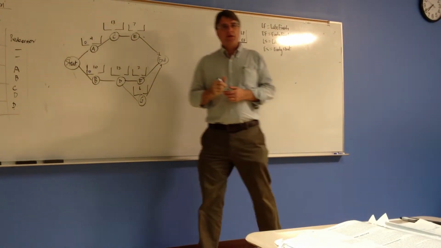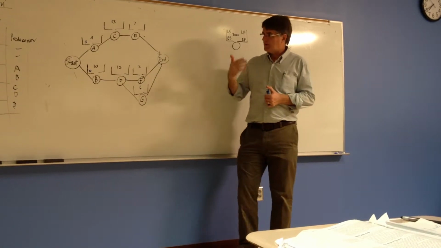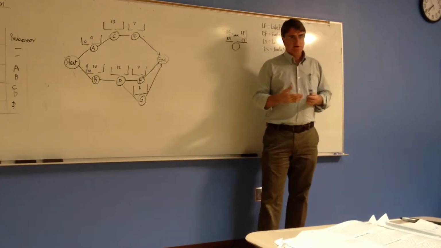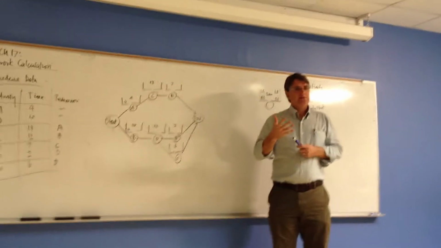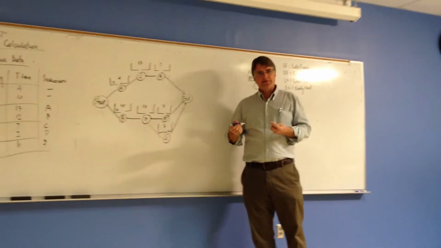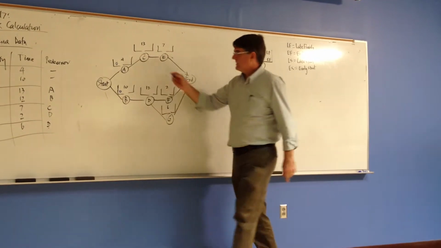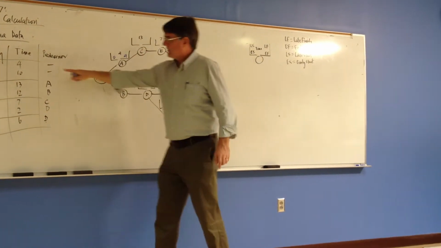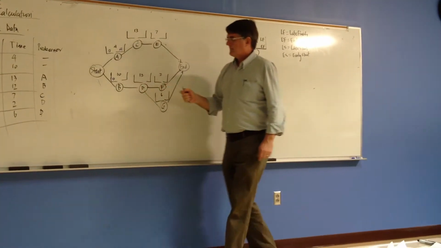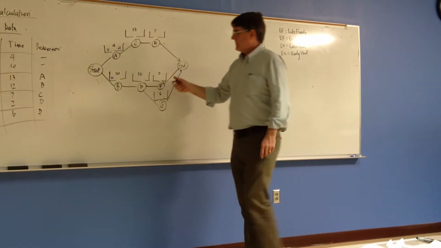So because these are connected to the start block, the early start for A and B are both 0. If I do start A at time 0, then it can get done at the earliest at time 4, right? Because it takes 4 time units. So you're just adding it? I'm just adding it. And for B it would be 10.